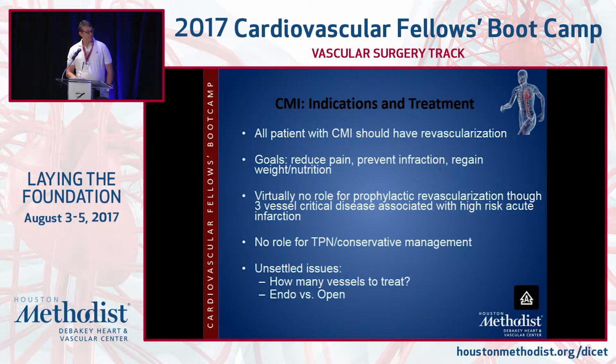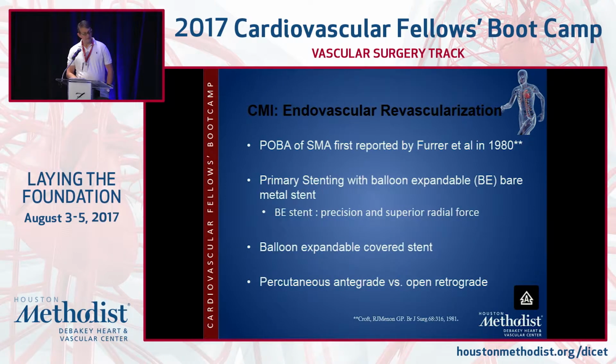There are some unsettled issues in this area. How many vessels do you have to treat, and do you do it endo versus open? Endo therapy was first reported in 1980 for the visceral vessels, and what we've learned is that primary stenting with balloon expandable stents, whether bare metal or covered stents, is the optimal treatment. We'll talk about whether that should be done by a percutaneous antegrade, percutaneous retrograde, or an open retrograde approach, but the great majority are percutaneous antegrade.